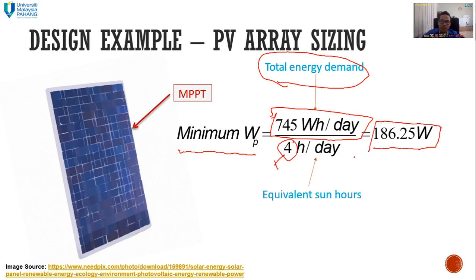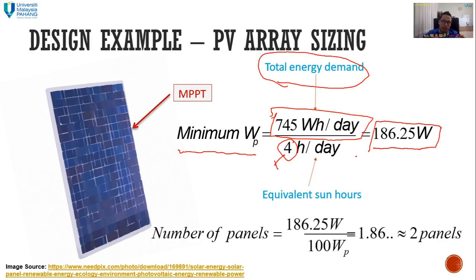So this is the minimum watt peak that the module should have. Okay, what type of module we use comes after this, but the most important is to have the minimum watt peak. So any module is okay, as long as we have 186.25.